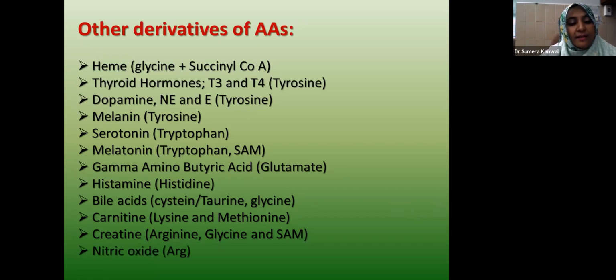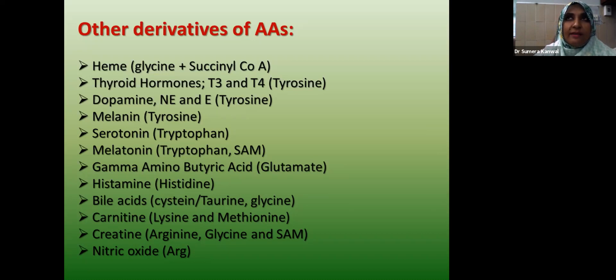The amino acid arginine can also synthesize nitric oxide. This is a short-lived active molecule for signal transduction. Nitric oxide is synthesized from arginine by the enzyme nitric oxide synthase, and this nitric oxide is a short-lived signal molecule involved in signal transduction processes.